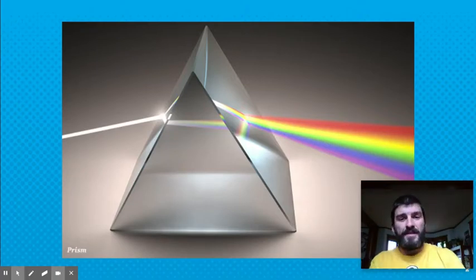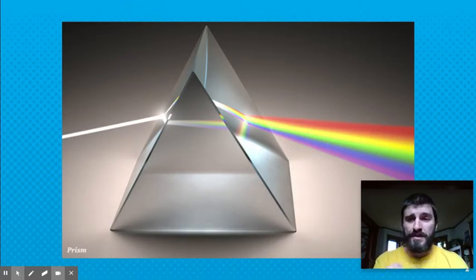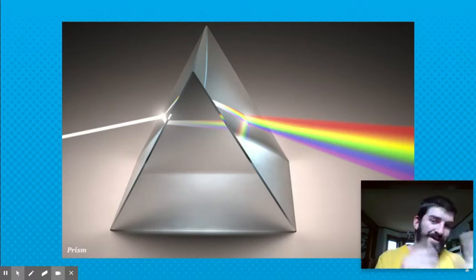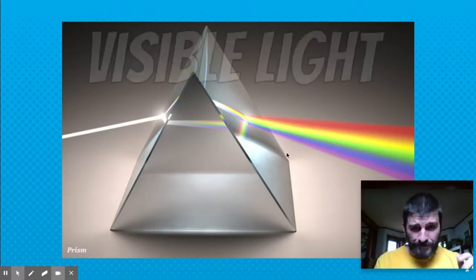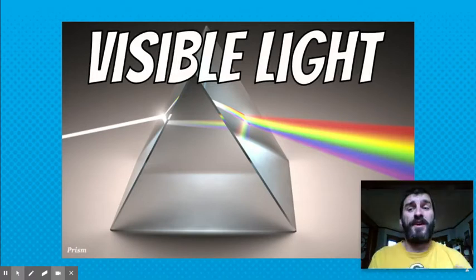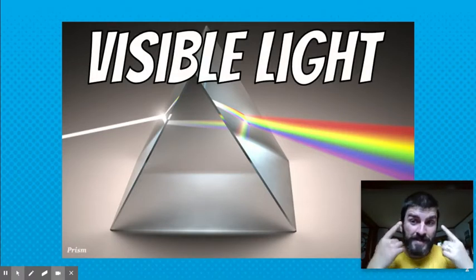If we look at this image here, we have a white beam of light passing through a glass prism, and a rainbow is coming out. We see the colors of the rainbow. We're going to talk about that, and you guys are going to play with it on Friday in our lab. I'm not going to dig too deep into it right now. But this is what we call one part of the light that exists, visible light, the type that we can see.